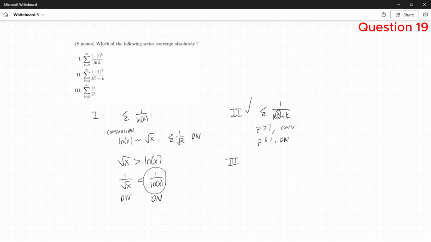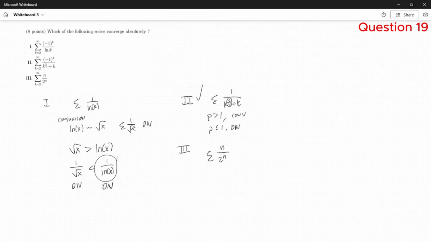Let's look at series 3. We have n over 2 to the n. The 2 to the n screams at us, do the ratio test, do the ratio test. And so we shall do the ratio test. n plus 1 over 2 to the n plus 1, over n over 2 to the n, all under the absolute value, the limit as n approaches infinity.